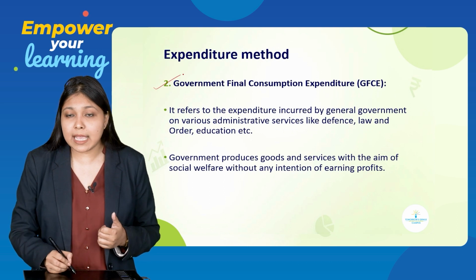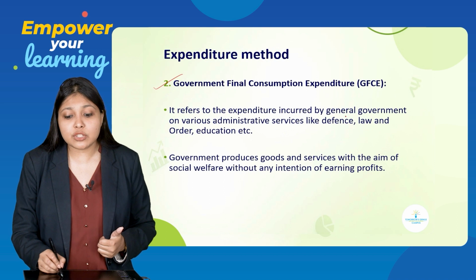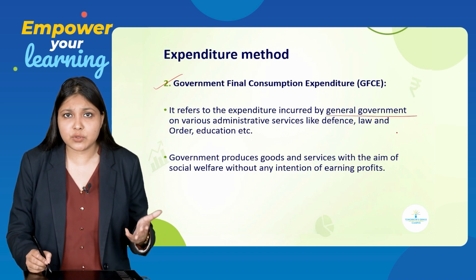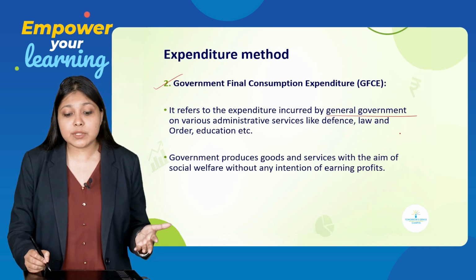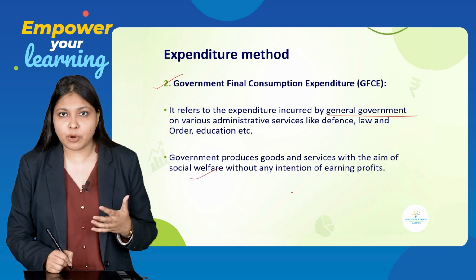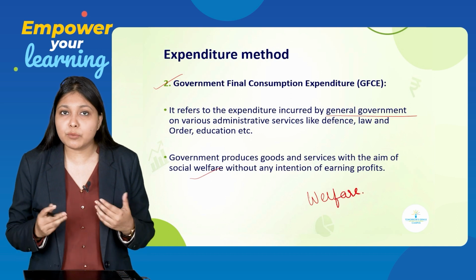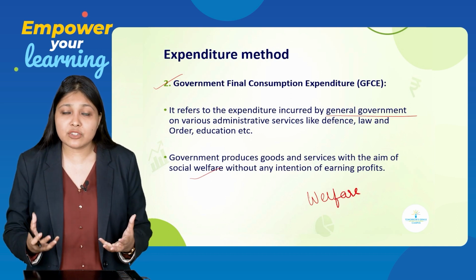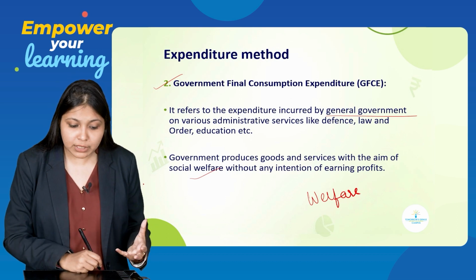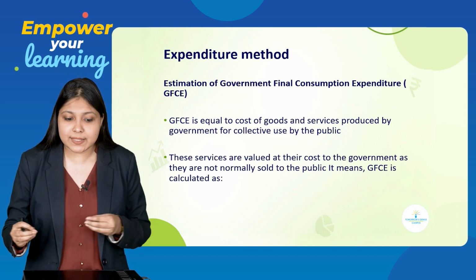Second is GFCE, that is Government Final Consumption Expenditure. This refers to the expenditure of the general government on various administrative services like defense, law and order, education, etc. Government produces goods and services with the aim of social welfare without any intention of earning profit. We know the major motive of the government is always the welfare of the people. All the transactions done by the government are for the welfare of people, so there is no profit motive. All the expenses done by the government will come under GFCE.